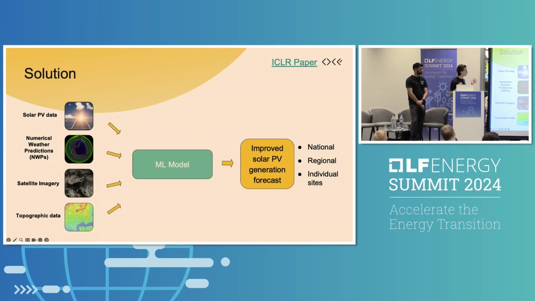So we feed all this information into a machine learning model, and we have slightly different flavors of model depending on if we're forecasting at the national or regional level, or for individual sites. To give you some context of the size of data we're dealing with, it's in the order of about 100 terabytes of data that we're feeding into these machine learning models. These satellite images take up a lot of space. And ultimately, we're able to create an improved solar generation forecast over the traditional models.